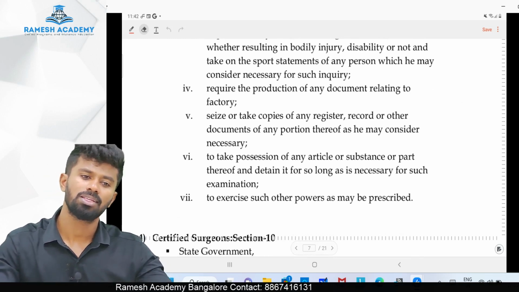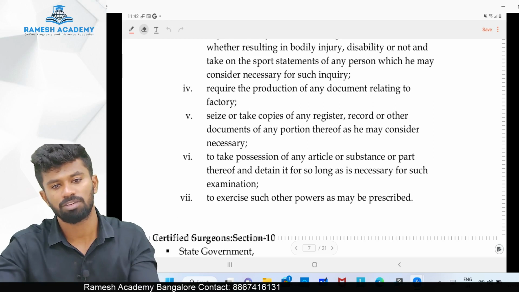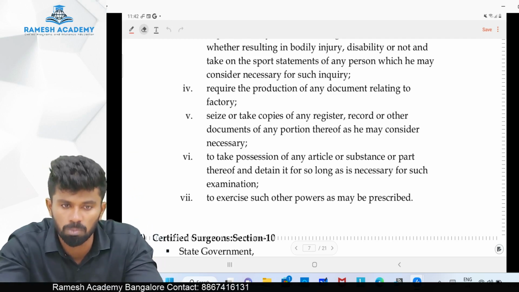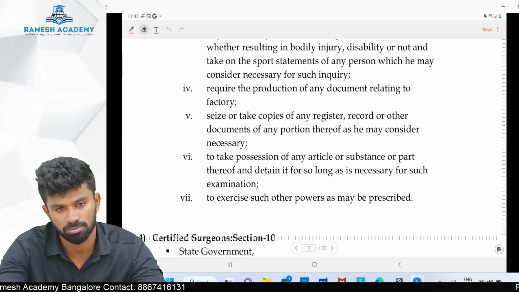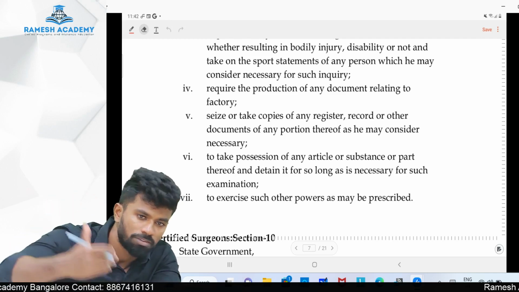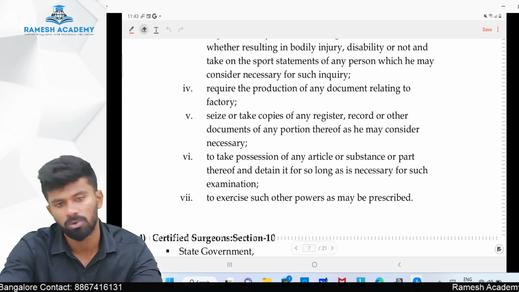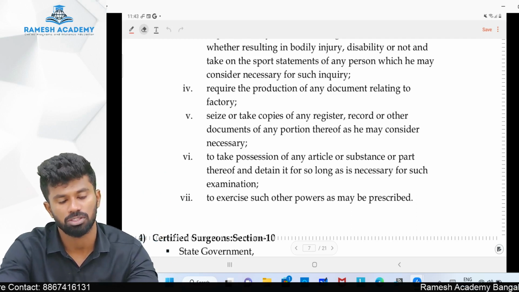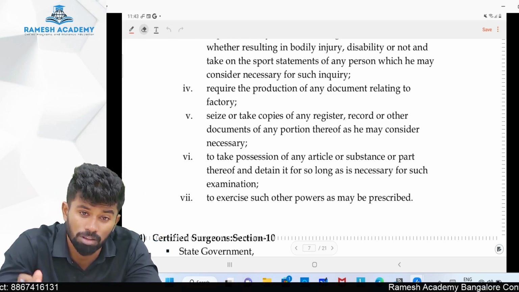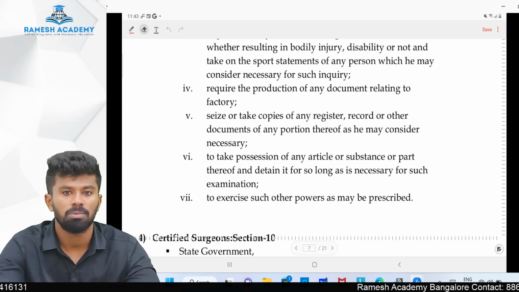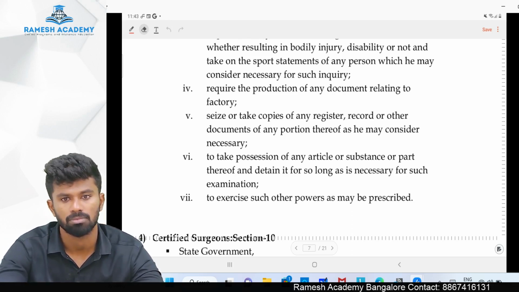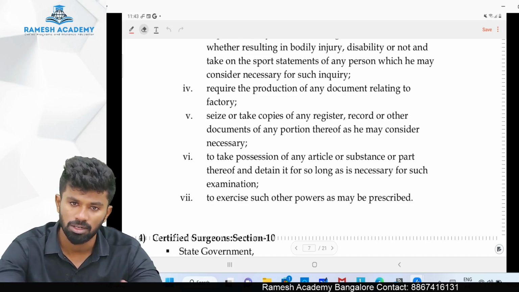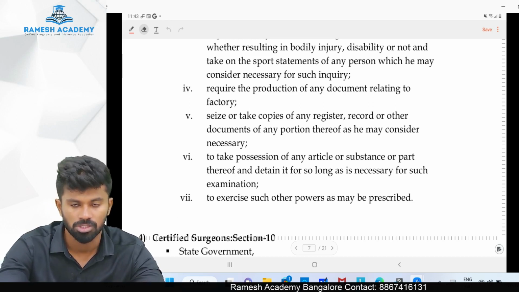He can seize or take copies of registers, records or any other document or any portion thereof as he may consider necessary. He can also take possession of any article for the purpose of carrying out any examination, lab test. So these are the powers of inspector of a factory. They may ask this question in the examination, section number 9. Okay, 7A, 8, section number 9.